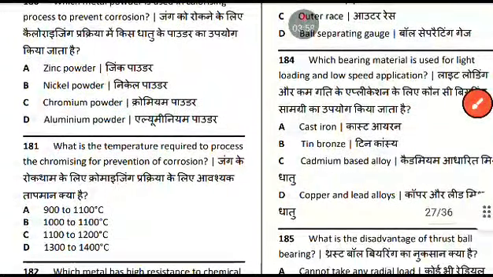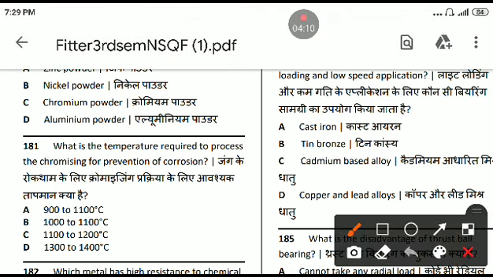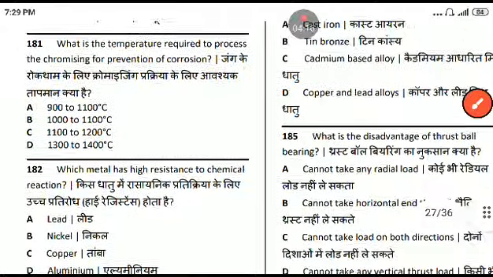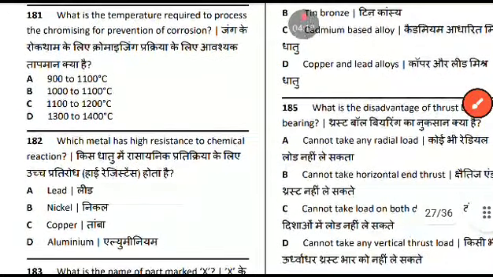What is the temperature required to process the chromizing for prevention of corrosion? Option D, 1300 degree Celsius to 1400 degree Celsius. Which metal has high resistance to chemical reaction? Lead, nickel, copper, aluminum. Nickel.